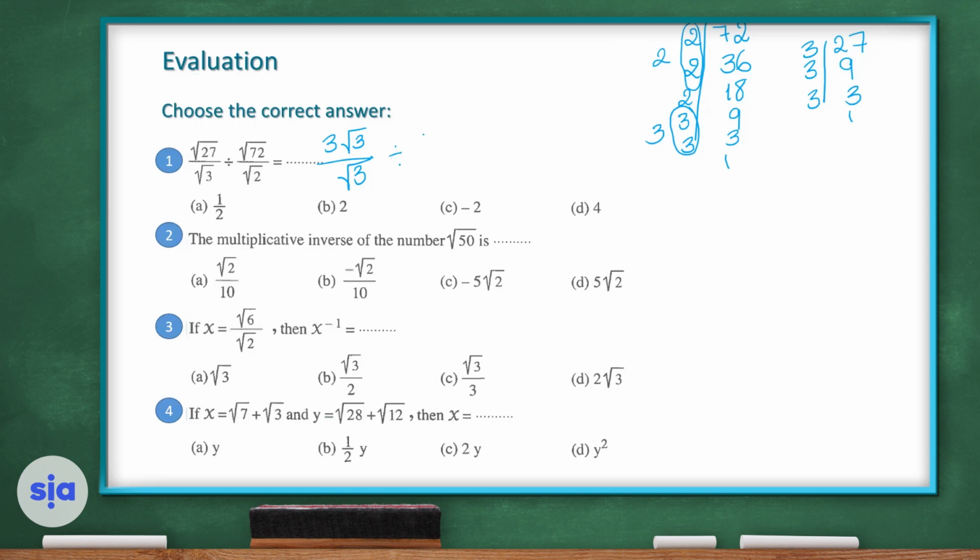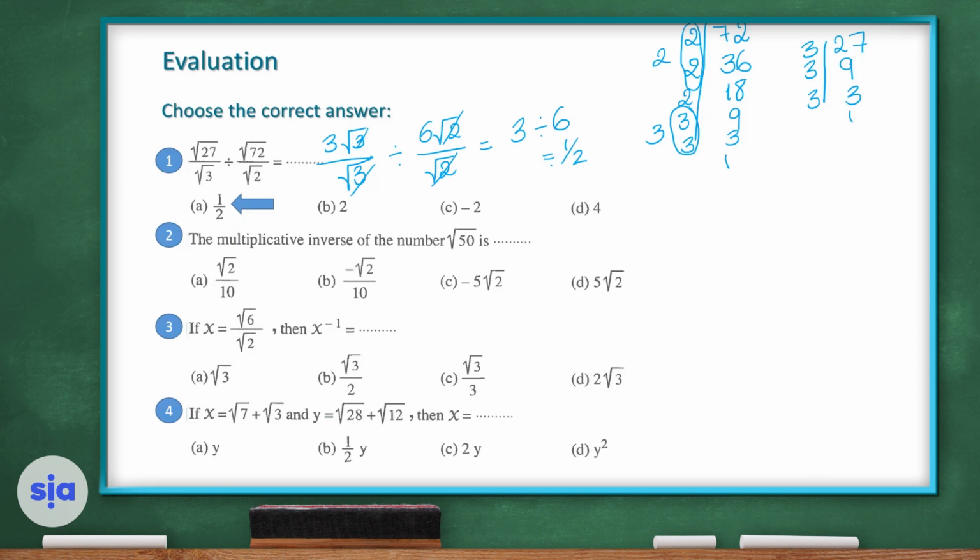Then square root of 72 is 6 root 2 divided by root 2. So root 3 over root 3, that's crossed out, and root 2 over root 2, that's also crossed out. So it's 3 divided by 6, which is half. So the right answer for question 1 is choice A.